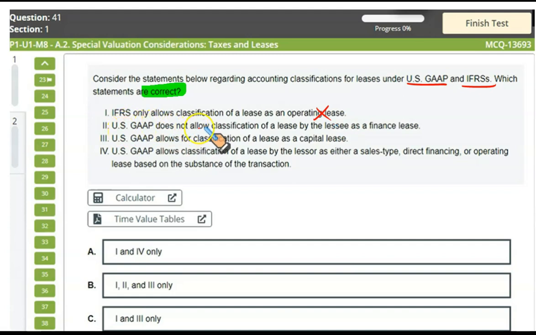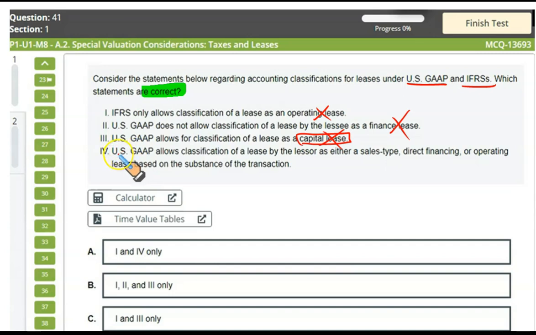US GAAP does not allow classification of lease by the lessee as a finance lease. Wrong. This classification is possible. It is there. Finance lease is available both in IFRS and US GAAP. US GAAP allows for classification of lease as a capital lease. This term is no longer used. Capital lease word is no longer used under the IFRS or US GAAP. So, statements 1, 2, 3 are wrong.